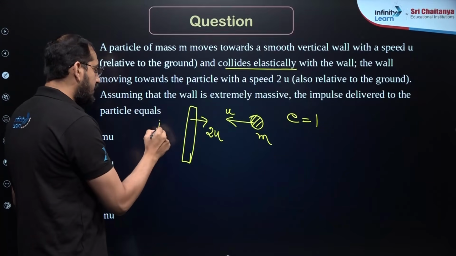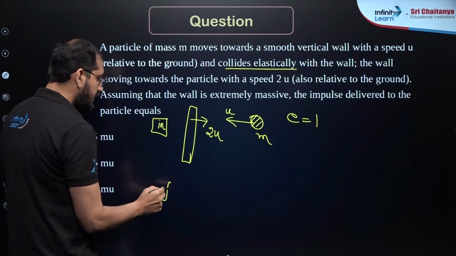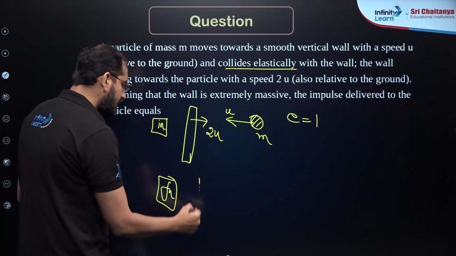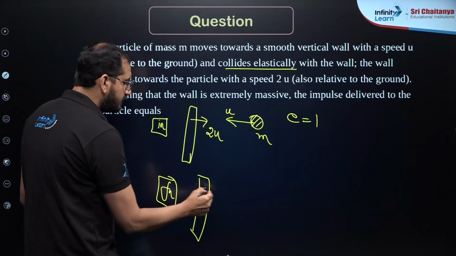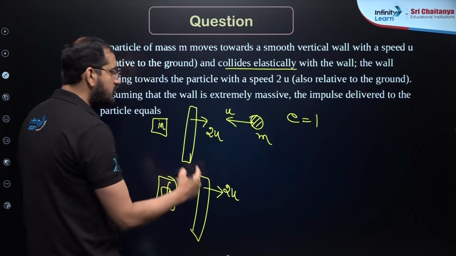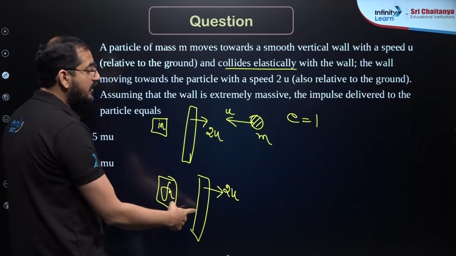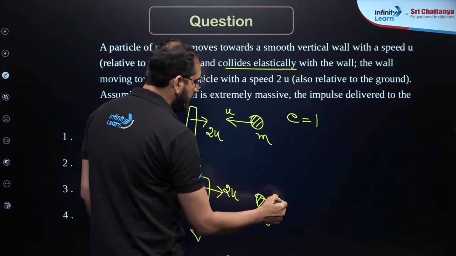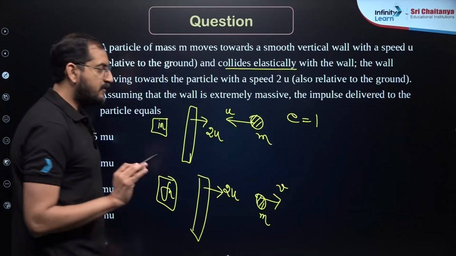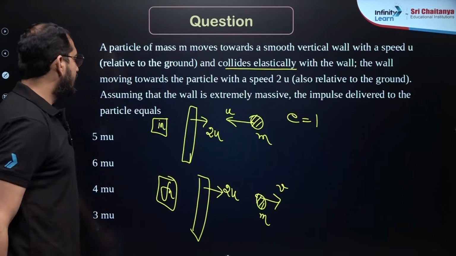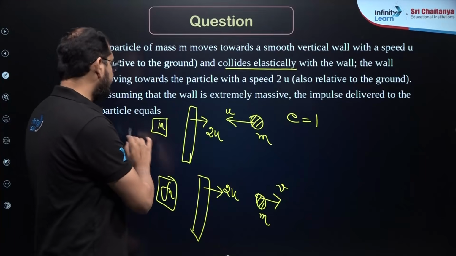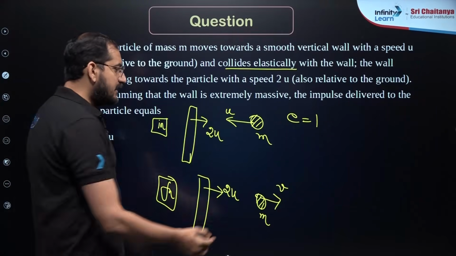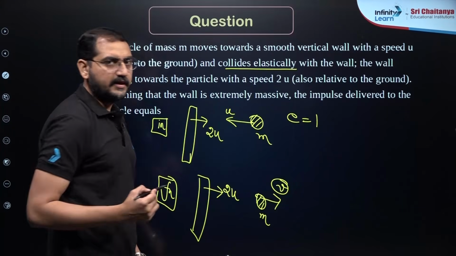So when the wall is extremely massive, with our common sense, and it can also be derived from conservation of momentum, we can say that after the collision there will be no change in the velocity of the massive body. Rather, this smaller body will be rebounded with some velocity v. This is my final velocity v. I want to calculate the impulse delivered to this particle. Impulse is nothing but the change in the momentum. Let me first try to calculate this velocity v, right?